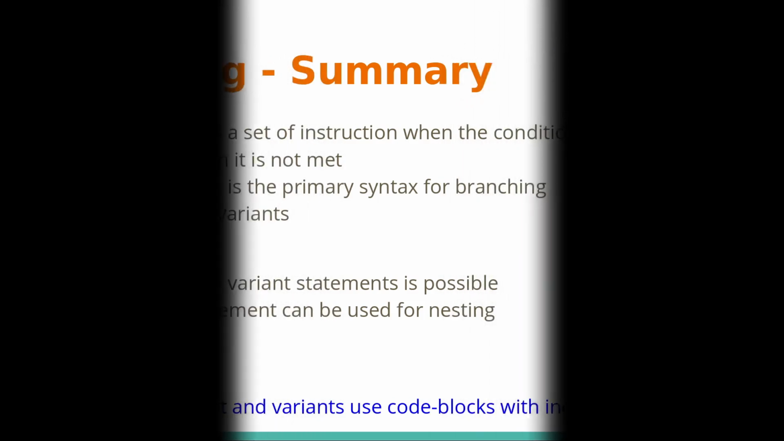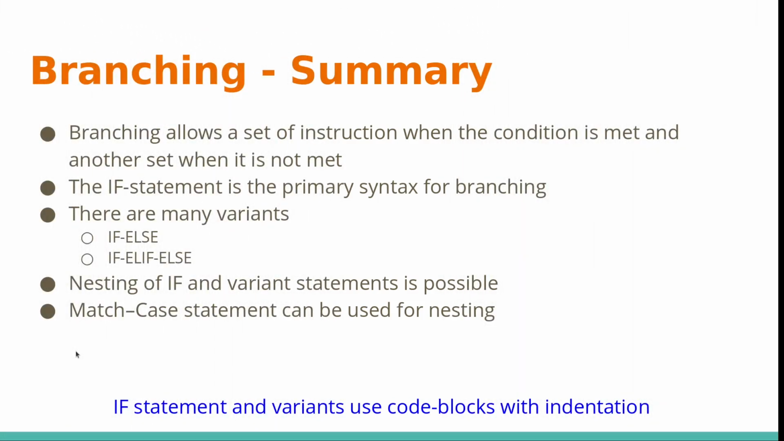So in summary, branching allows us to create a set of instructions based on the condition. When the condition is met, one set of instructions is carried out, otherwise another set is carried out. The if statement is the primary syntax for branching. There are variants of if, which are if-else and if-elif-else. Okay. You can also do nesting if necessary. The code gets complicated and hard to follow. So if possible, try to use if-elif-else in such situations.